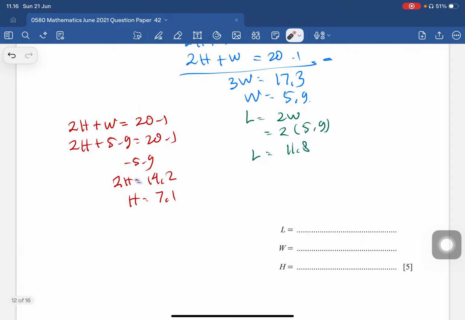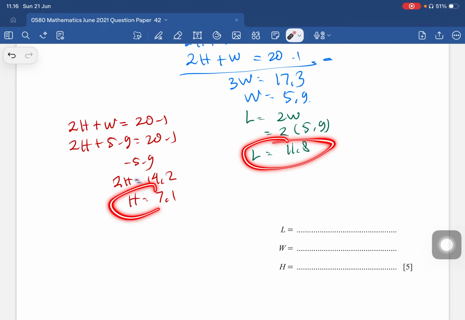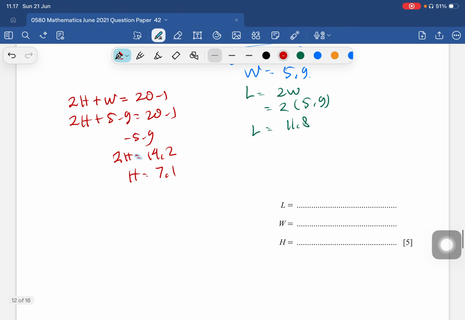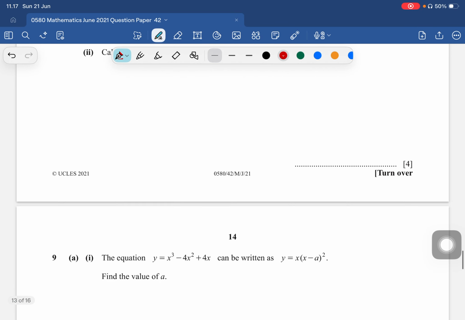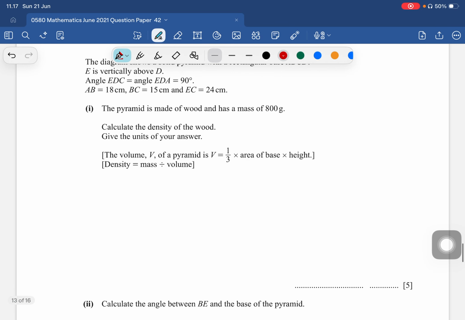Okay, we got the three values. Starting with L, the length equal to 11.8, W or the width equal to 5.9 and the height equal to 7.1. There it is. Thank you. No, there is one more. Okay, B question. Let's finish it.